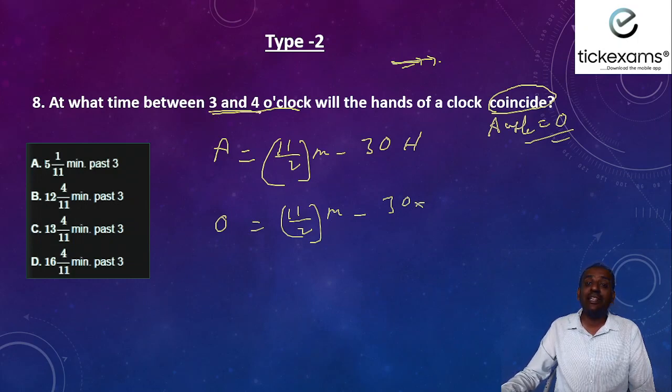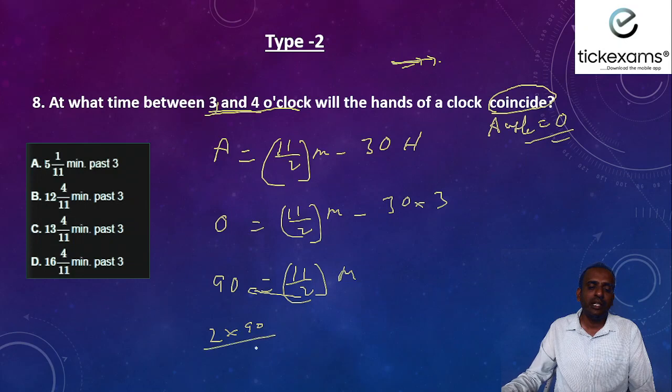Since they have asked between 3 and 4 o'clock, we have to take h as this lower value, that is 3. So 3 into 30, 90. Since this is minus 90, we will send it this side. It becomes plus 90 is equal to 11 by 2 into m. Now this gets cross multiplied. So 2 will come here, 11 will come down. So this will become 2 into 90 divided by 11, which is nothing but 180 by 11.